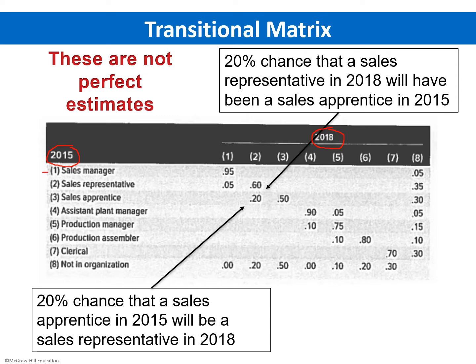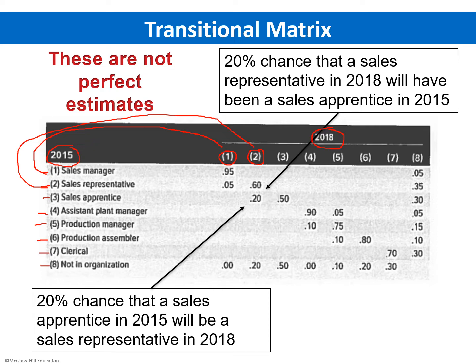So we've got a sales manager, a sales representative, a sales apprentice, an assistant plant manager, a production assembler, a clerical position, and not in the organization. Okay, and these values that we have in 2015 correspond with numbers that we have over here for 2018. So you see 1 and 1, we've got 2 and 2, so 1 over here is the sales manager, 2 over here is the sales representative, and so on and so forth.